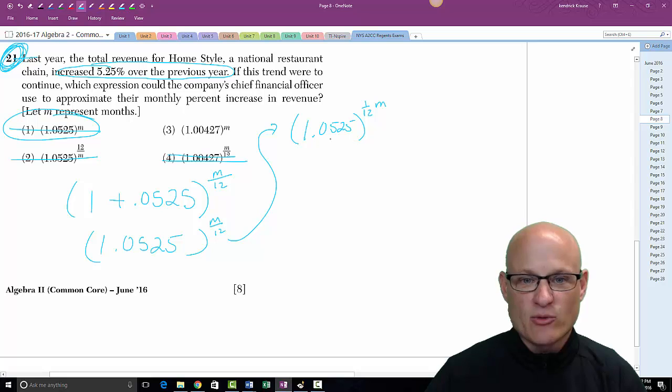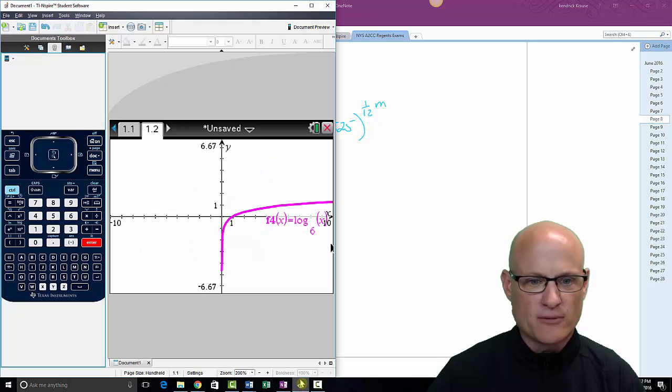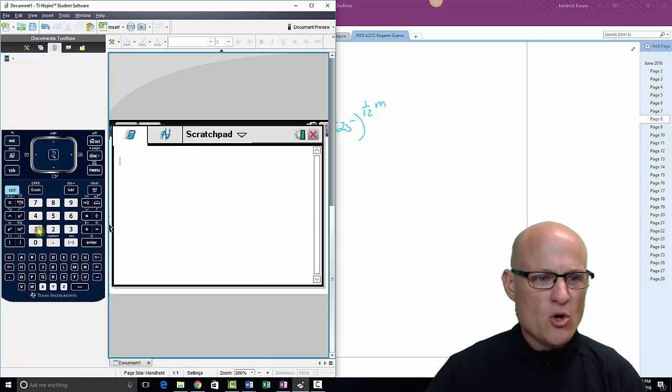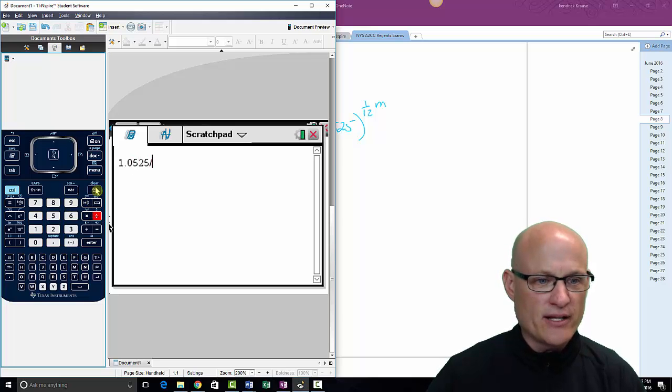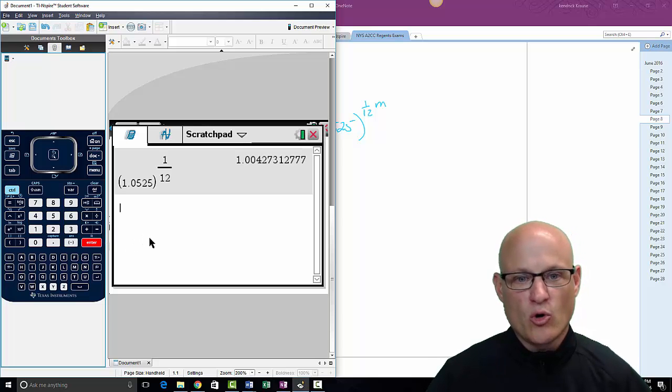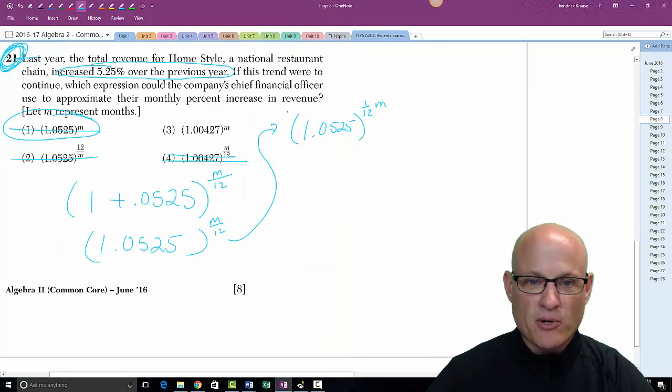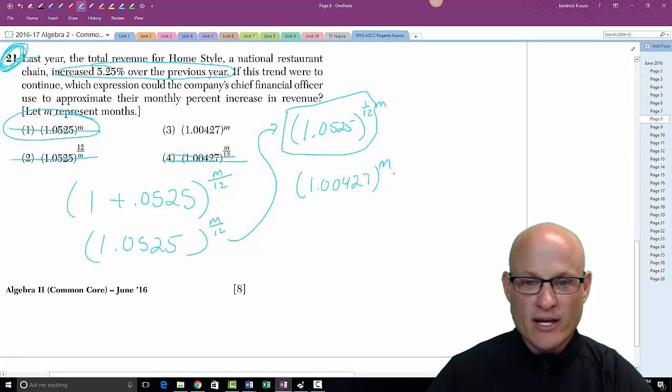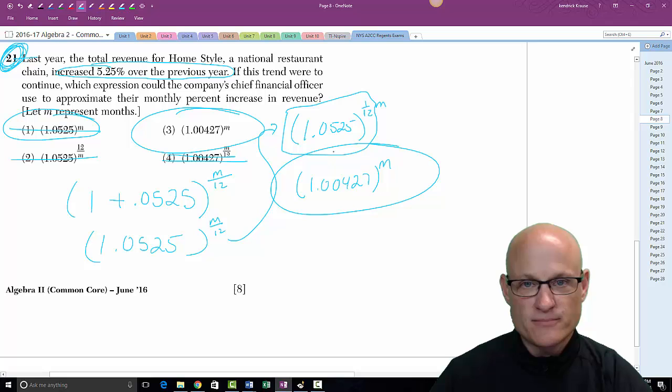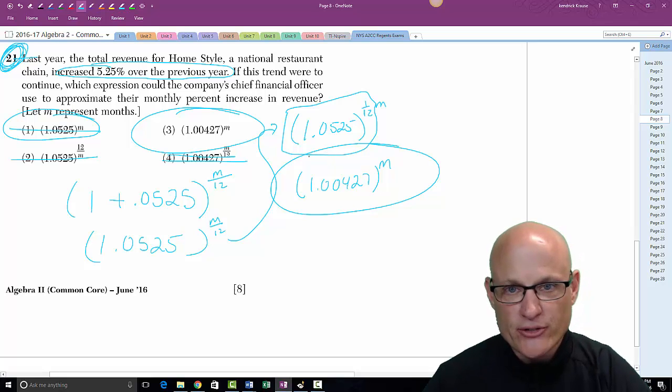Okay. So what they did was they said, okay, what is 1.0525 to the 1/12 power? 1.0525 raised to the 1/12 power is 1.00427. So this part becomes 1.00427 raised to the m power. And that's this one. Not cool, New York State.